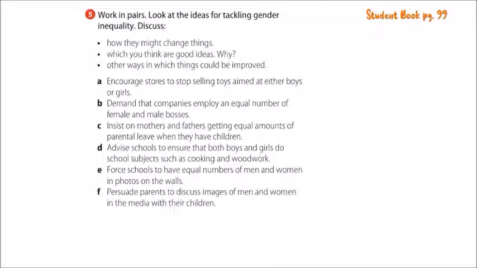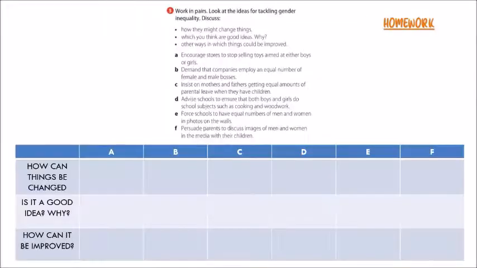Okay, all of them seem pretty cool, right? Nice ideas that here in Mexico I think we still don't have, right? So what you're going to do, guys, in your notebooks, you're going to make a chart like the one here, and you're going to complete it for each of the ideas, okay? So for idea A, encourage stores to stop selling toys aimed at either boys or girls. How can that be changed? Maybe at home, right? Stop stereotyping toys. Dolls are not only for girls, cars are not only for boys, right? Is it a good idea? Why? Maybe you think it is. State why. And if not, also say why. And how can this be improved, okay?